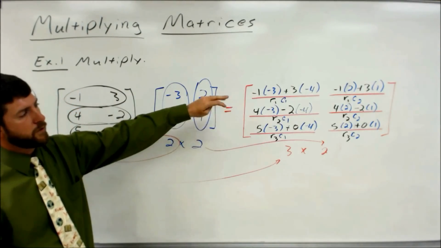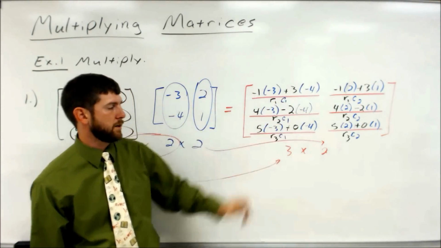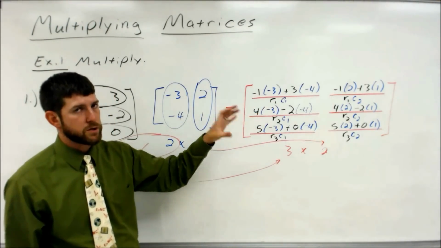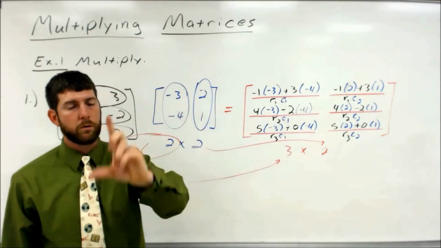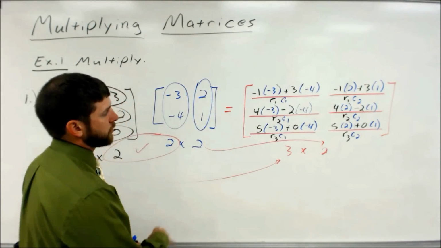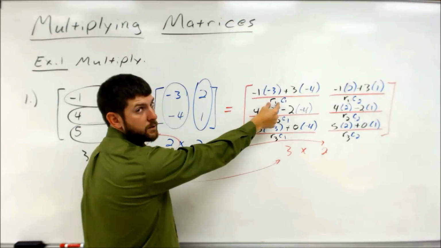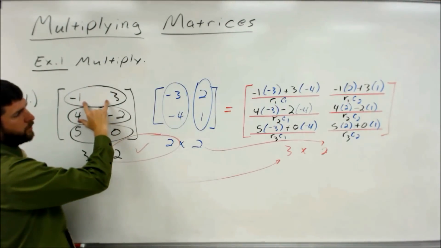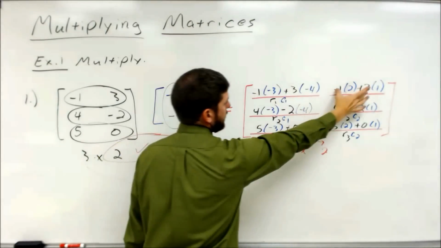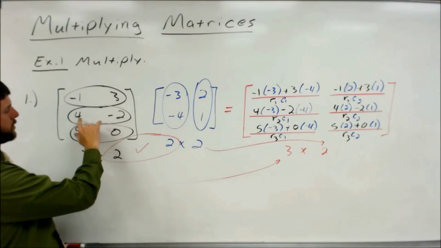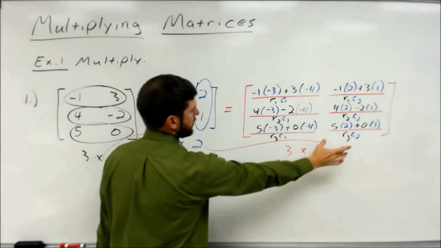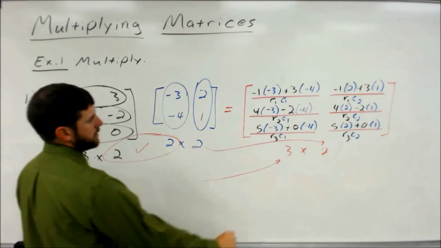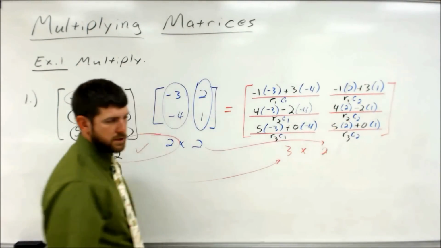Pay close attention here. If you're very organized and detailed about how you label this, there's a lot of numbers there. There's a lot of places for confusion, but it's just putting together one row, one column at a time. So see here, in row 1, that's what I've got in black right here. Row 1 is -1 and 3. Row 2, 4 and -2. Row 3, 5 and 0.